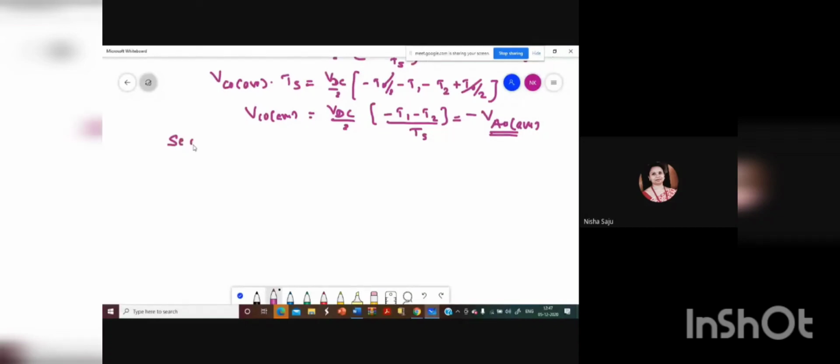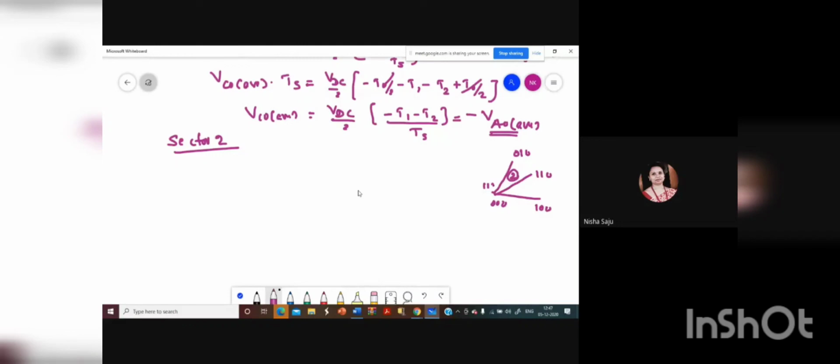Sector 2. Can anyone generate the pulses corresponding to sector 2? In this diagram, this is your sector 1 and this is your sector 2. Here 0, 0, 0, this is 1, 1, 1, this is 1, 0, 0, this is 1, 1, 0. And what about here? Can anyone say what this one is? 0, 1, 0. So this is your sector 2.